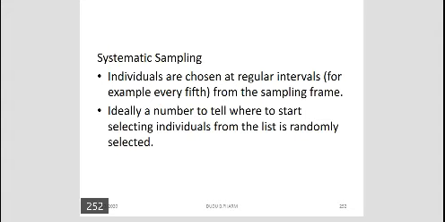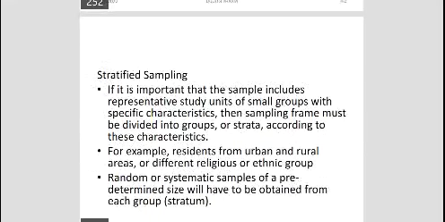Every fifth, you pick. If you start from 7, you count 8, 9, 10, 11, 12, and you pick that one for your sample. After every fifth, someone is picked to be involved in the study. So this we call systematic sampling.